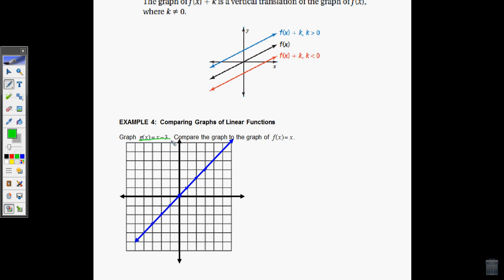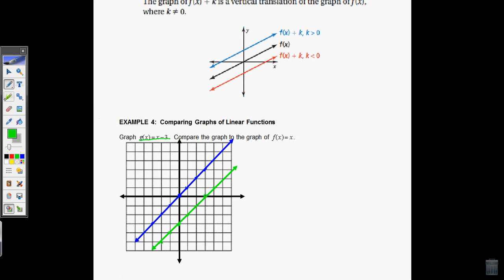Now, let's do the next one in green. We'll do g of x equals x minus 3. So the y-intercept is negative 3. The slope still is x or 1. So it's still a nice and easy slope to do. And then I'll connect it. And what do I notice? I notice, first of all, they have the same slope, so their lines are parallel.